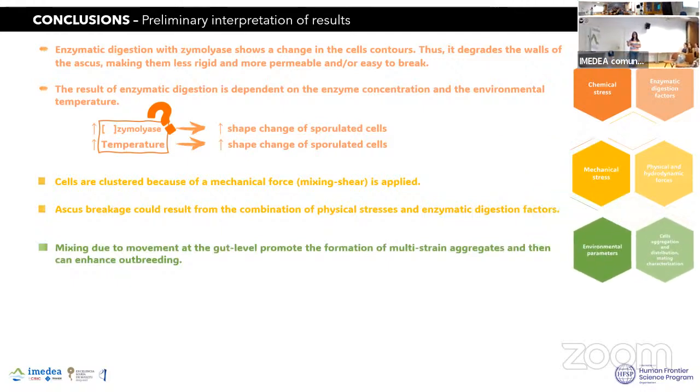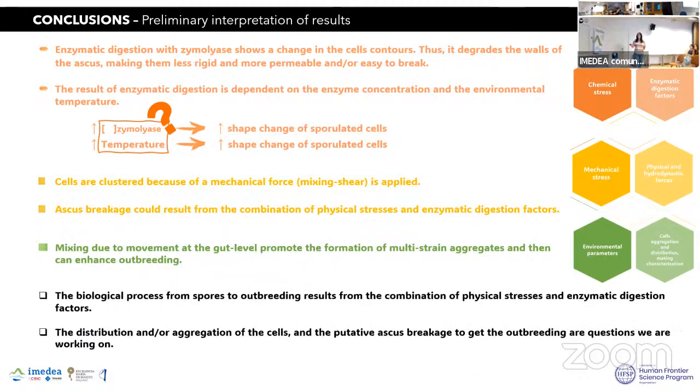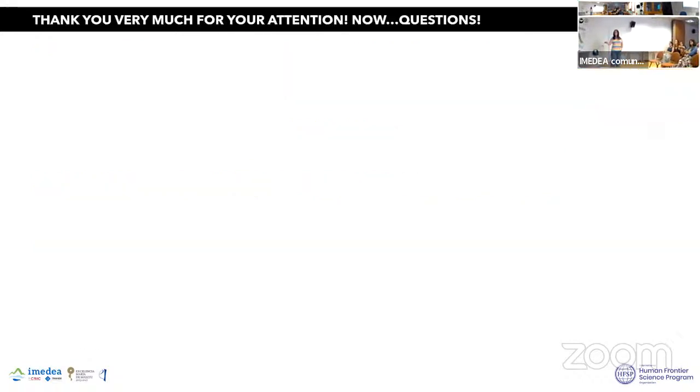Of course, that mixing due to the movement could promote the formation of multi-strain aggregates and then can enhance the outbreeding. And finally, well, the biological process from spores to outbreeding results from the combination of this type of stresses. And well, we are working on the stuff that we have taught. Okay, that's all. So thank you very much for your attention.